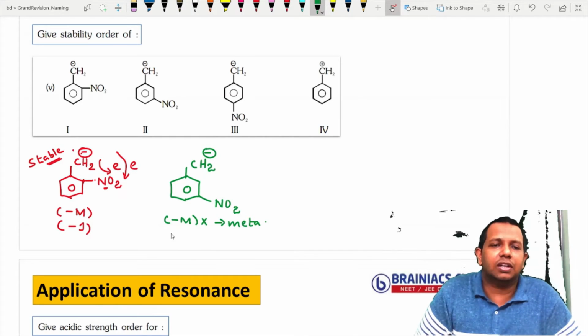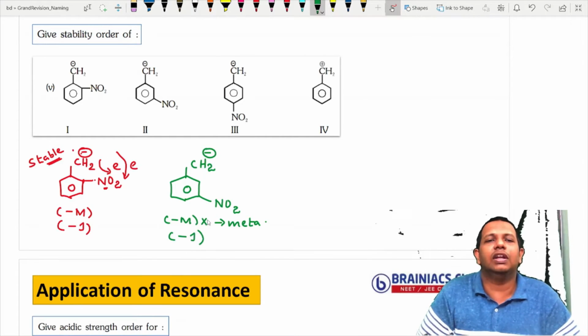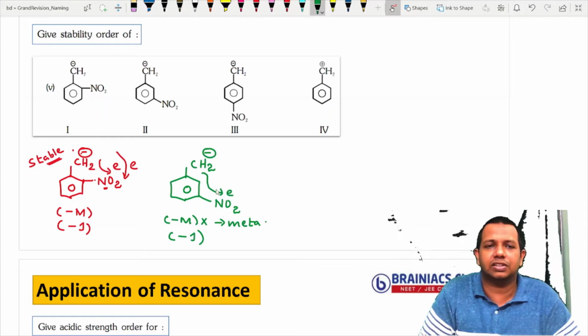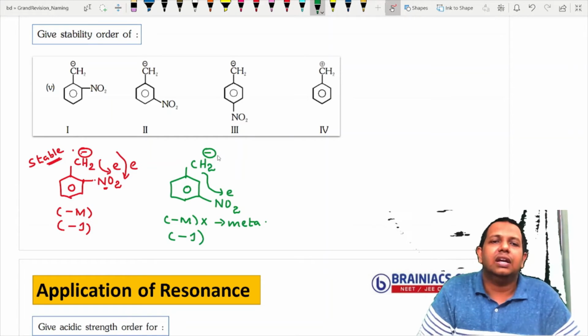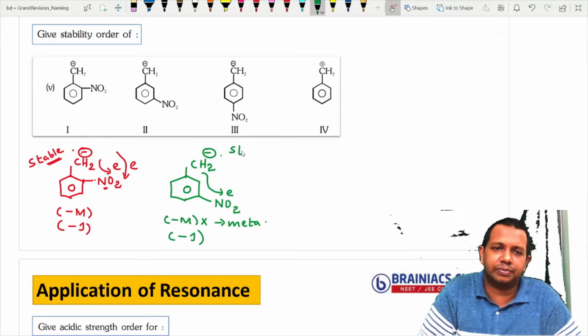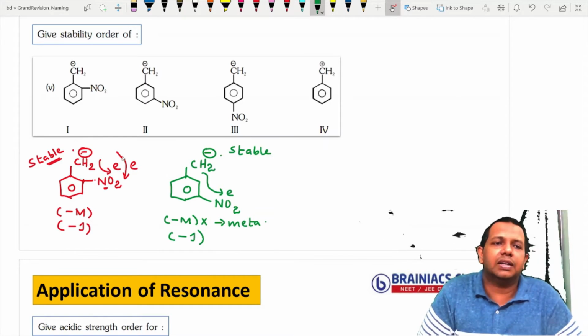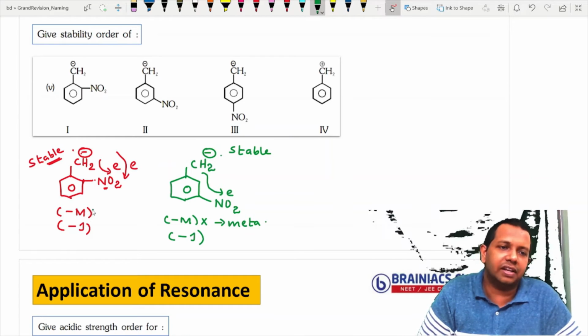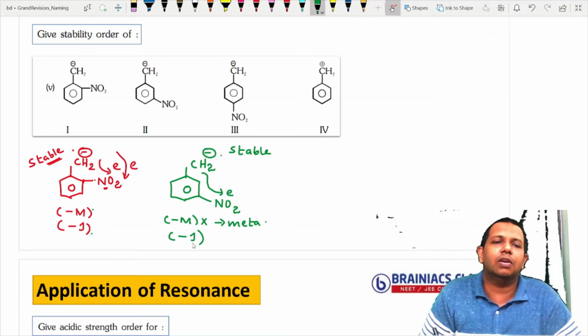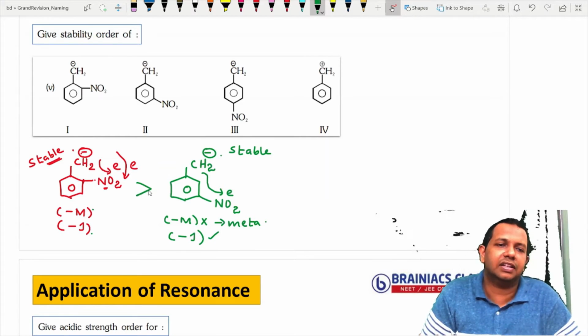So here only what effect will be present? Only the minus I effect will be present. But we know that the minus I effect will attract the electron towards the group's direction. So here electrons are moving in this direction. So the negative charge density over here decreases, making it stable. But we know that in the first one, both minus M and minus I are helping to remove the negative charge very fast. But here only minus I is helping. So we can say that the first one is more stable than the second one.